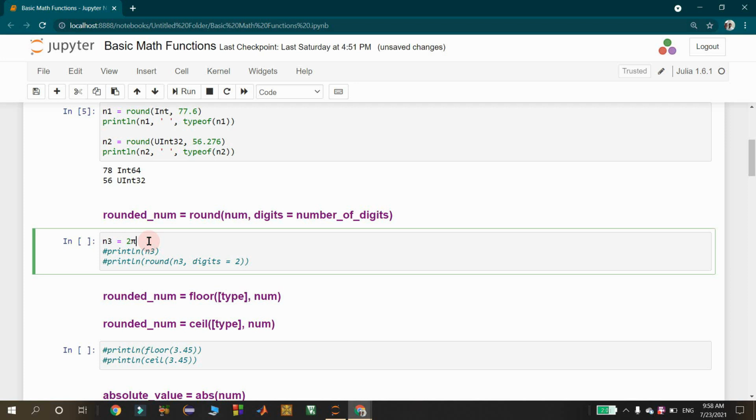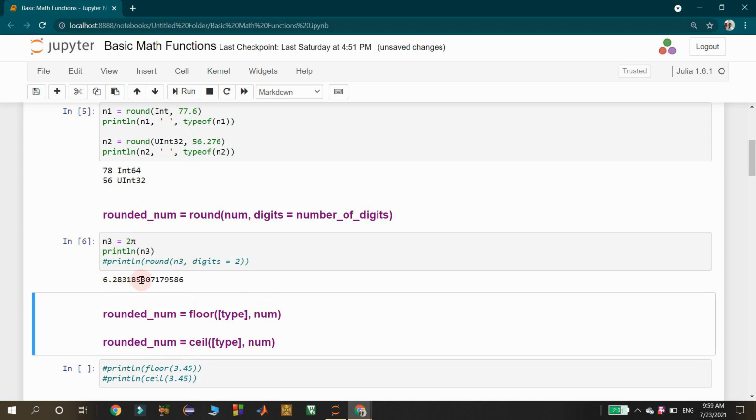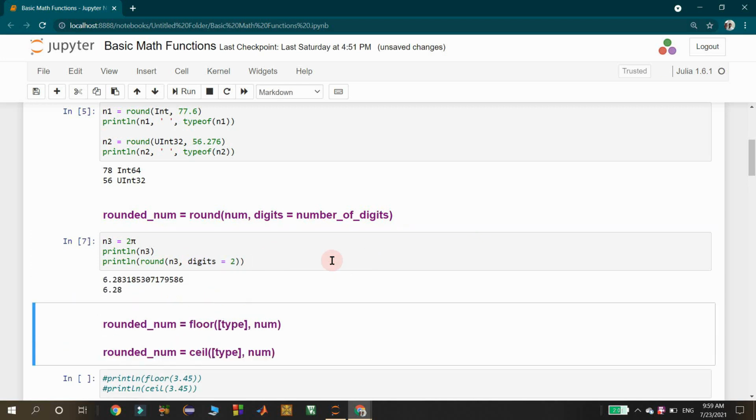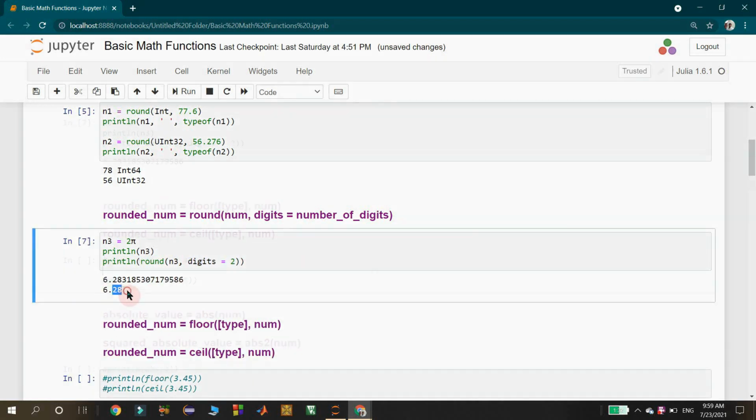Let me show that. In order to get π, use a backslash escape character and then type pi. After that press tab. Now n3 has the value 2 multiplied by π. Then I am going to display that. See, we got 6.28318 for n3, that is 2π. Then I am rounding n3 and specifying digits equal to 2. So that means this number will be rounded by considering 2 places after the decimal point.